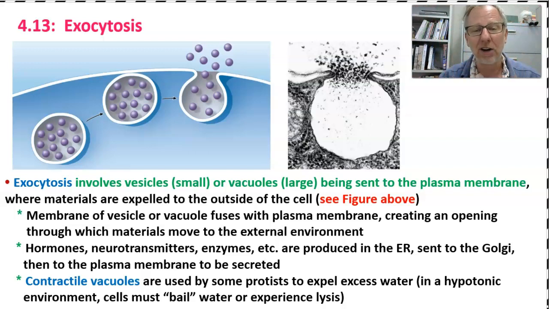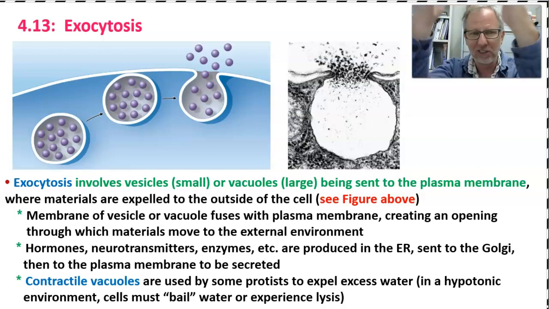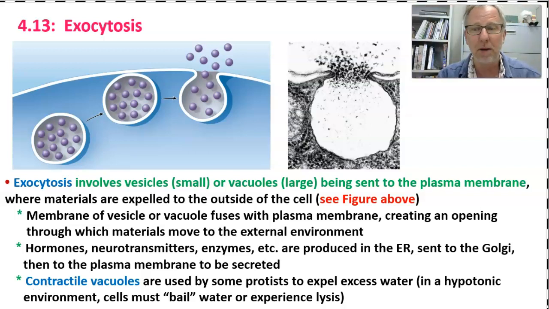So contractile vacuoles are filled up with water and they go to the plasma membrane and turn inside out and release water to the outside, bailing water to the outside. So these are examples of exocytosis, basically the opposite of endocytosis. Both are using vesicles and vacuoles to move substances across plasma membranes.